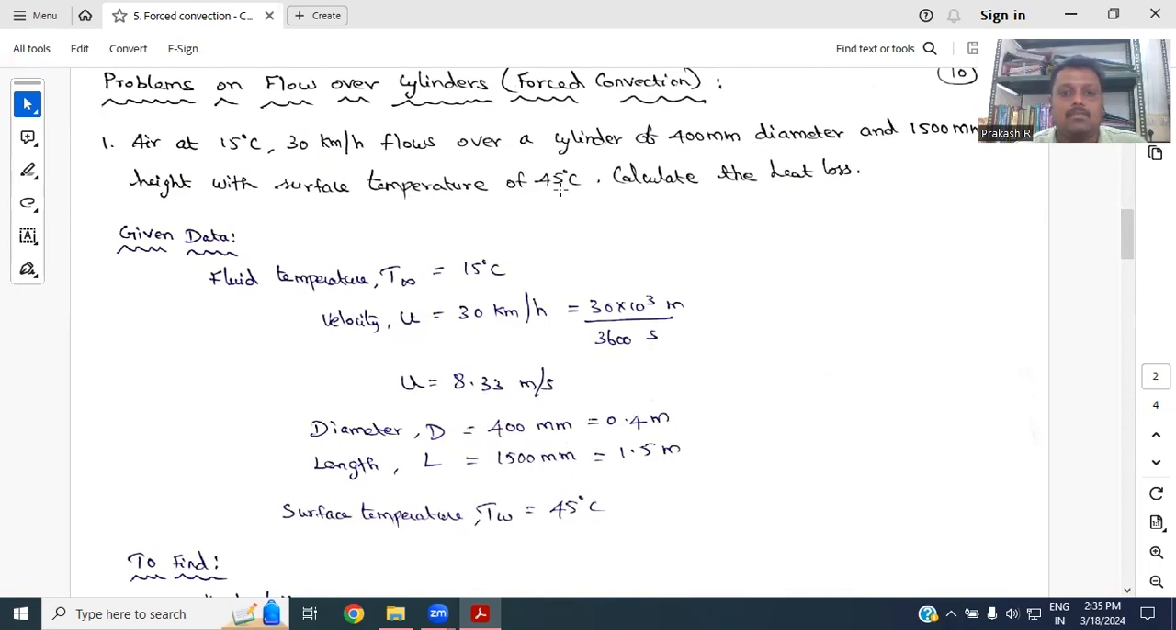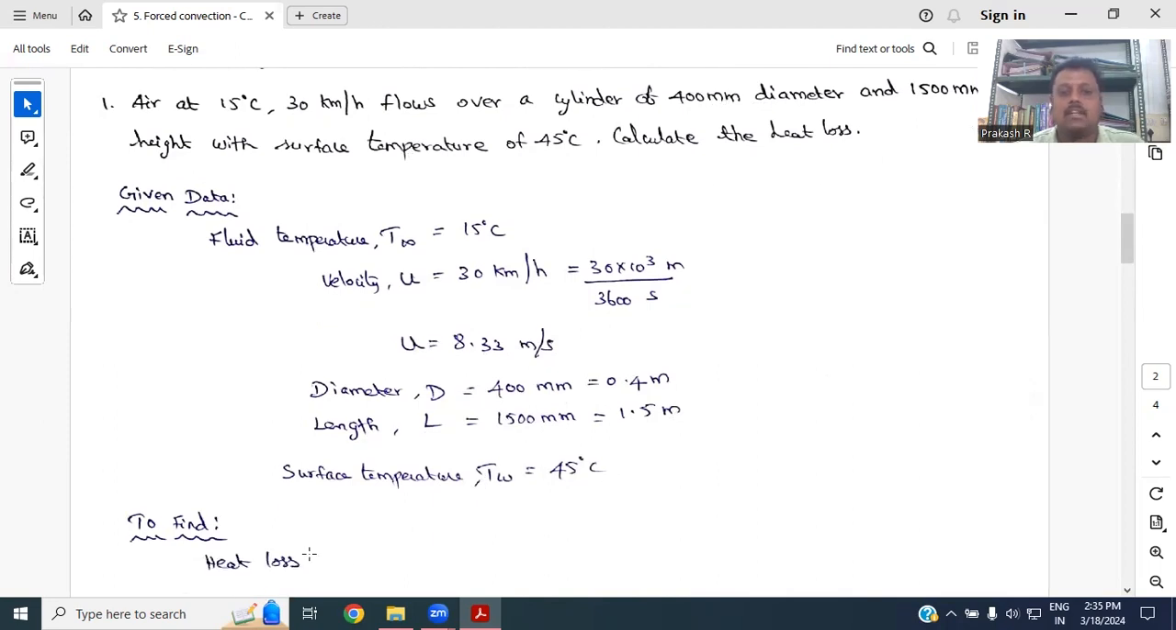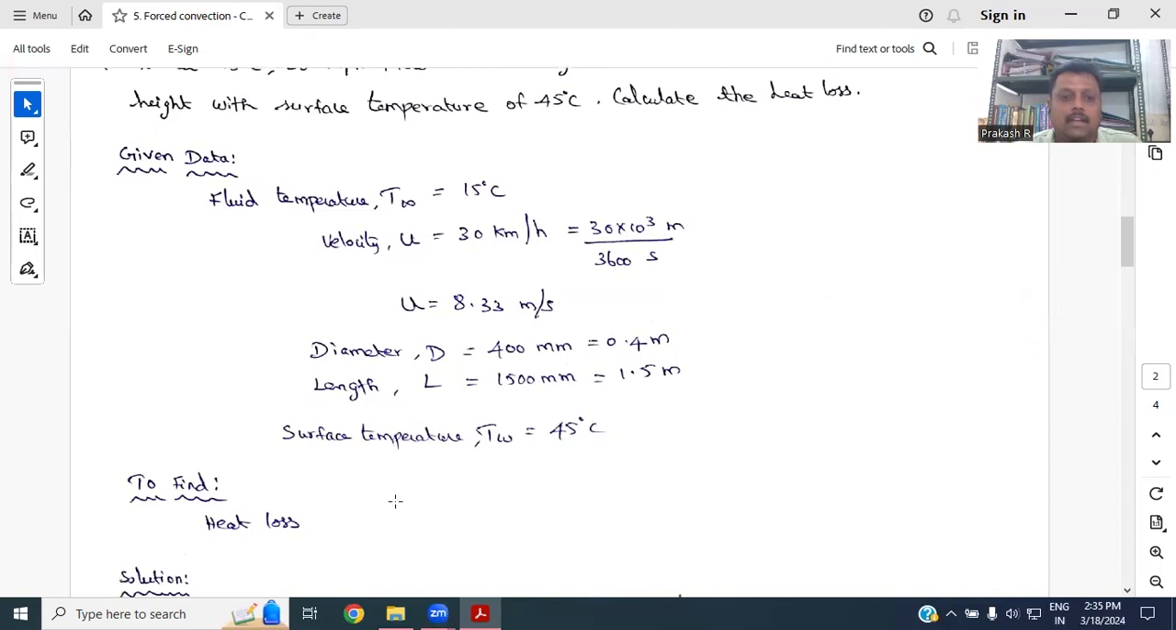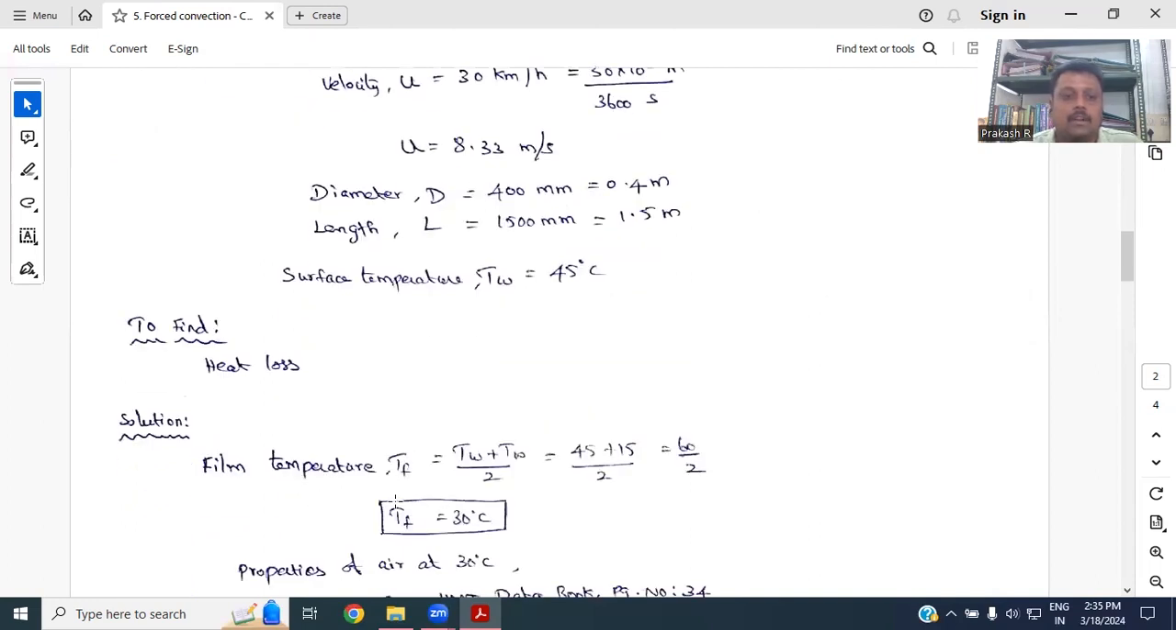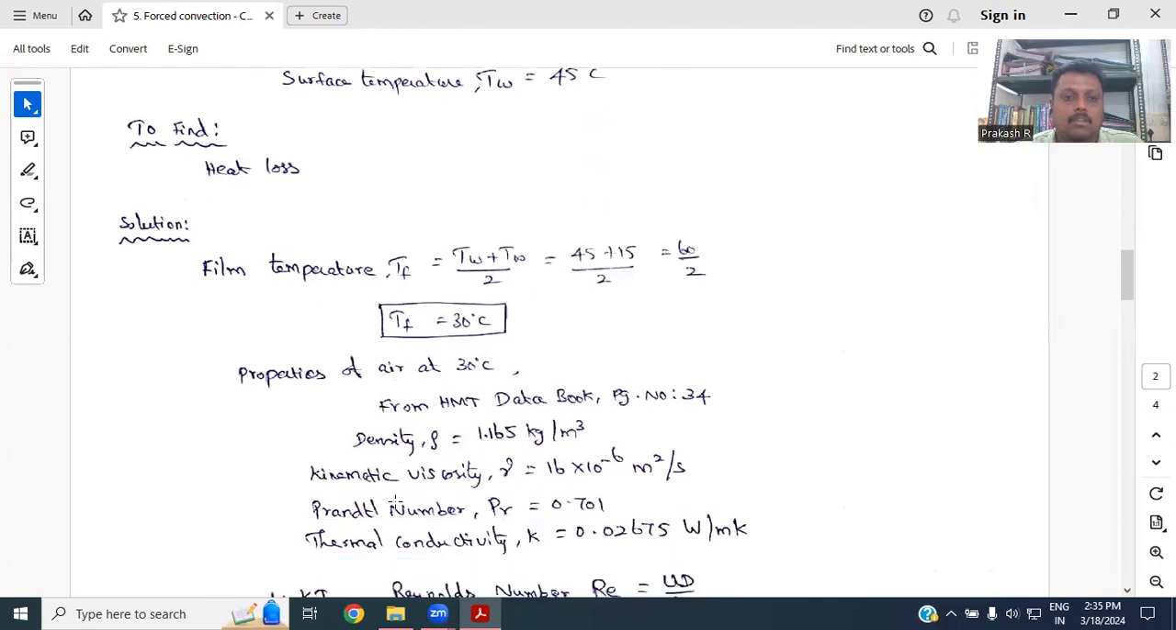The surface temperature is 45. The surface temperature is a wall temperature. So therefore Tw is equal to 45 degrees Celsius. Calculate the heat loss. We need to find the heat loss, that is the Q value. Convective Q value we need to find. Right? So whatever the data, we need to find firstly the film temperature. We already saw it in the previous problem itself.